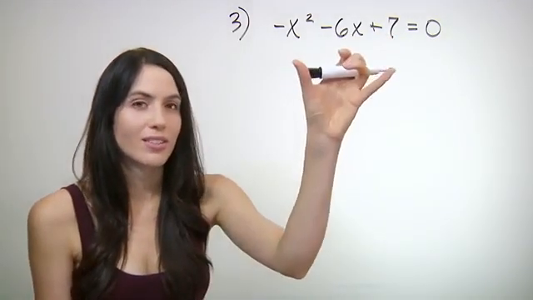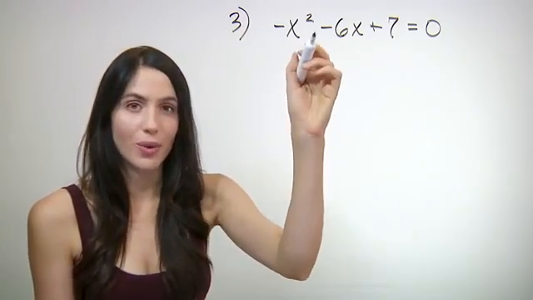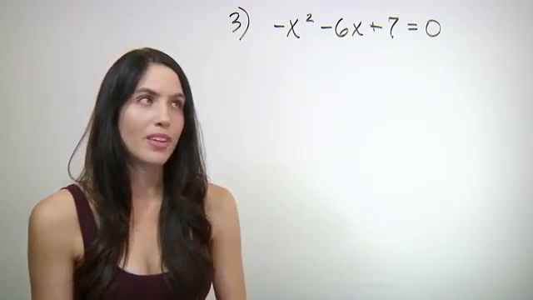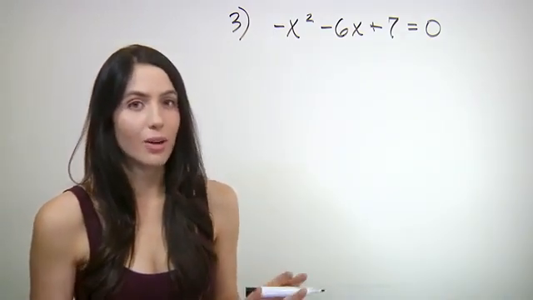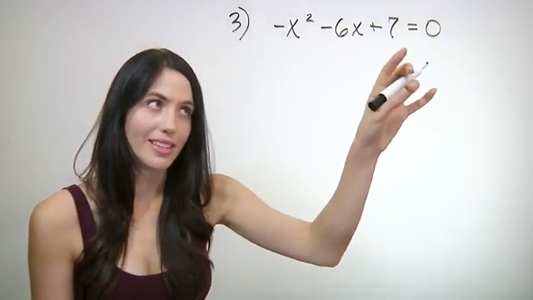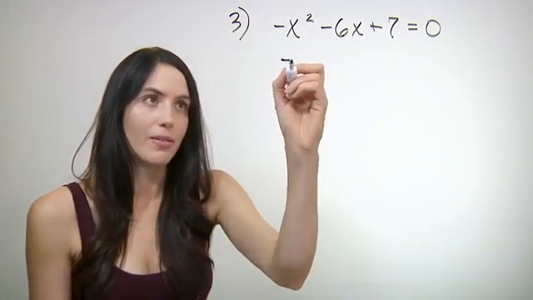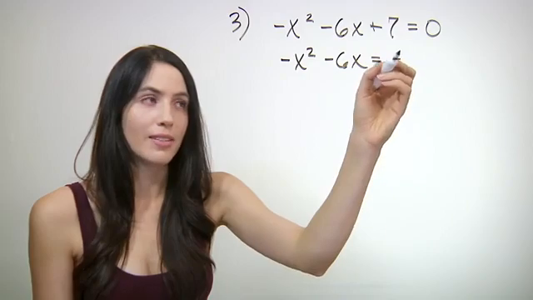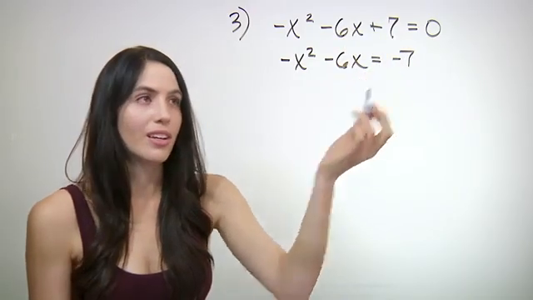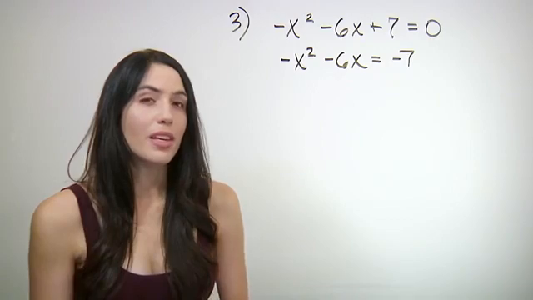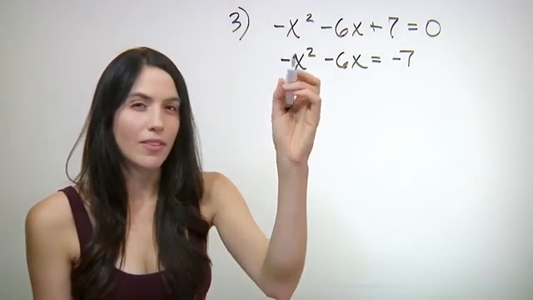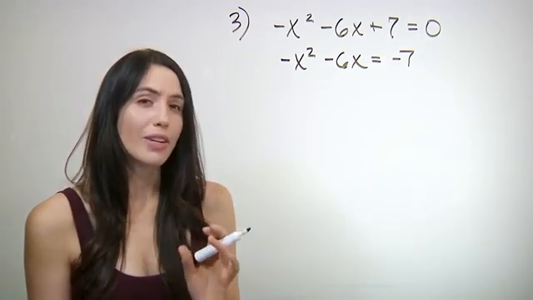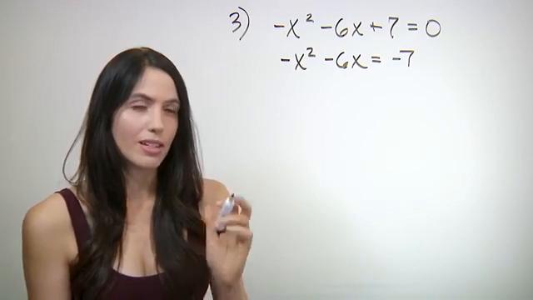Okay, say you have an equation that looks like this, that starts with a negative x squared, or negative 2x squared, where the coefficient of x squared is a negative number. Your first step will still always be to move the constant over to the right-hand side. So in the next line you would have negative x squared minus 6x equals negative 7. Notice the sign changed. And then you don't want the negative in front of the x squared before you complete the square. So you actually will divide every term by a negative 1 to get rid of it.